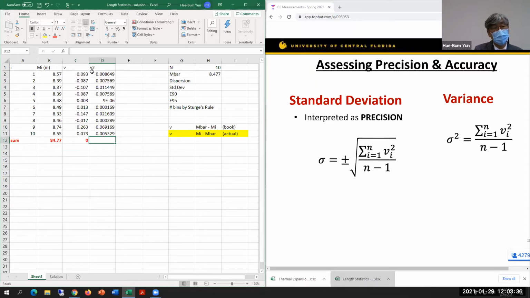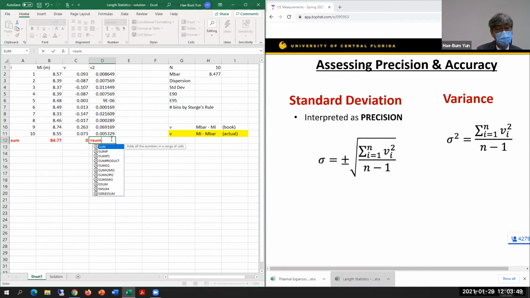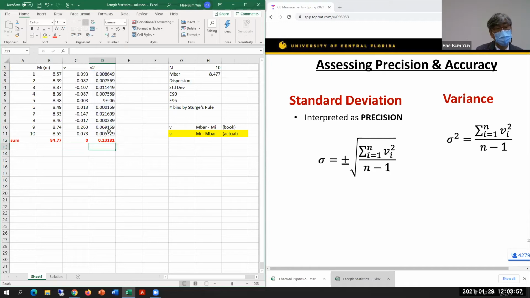And then this V2 is the square of Vi, right? And then what we do is we need to sum the sum of these values. Then you have the numerator part done, right?